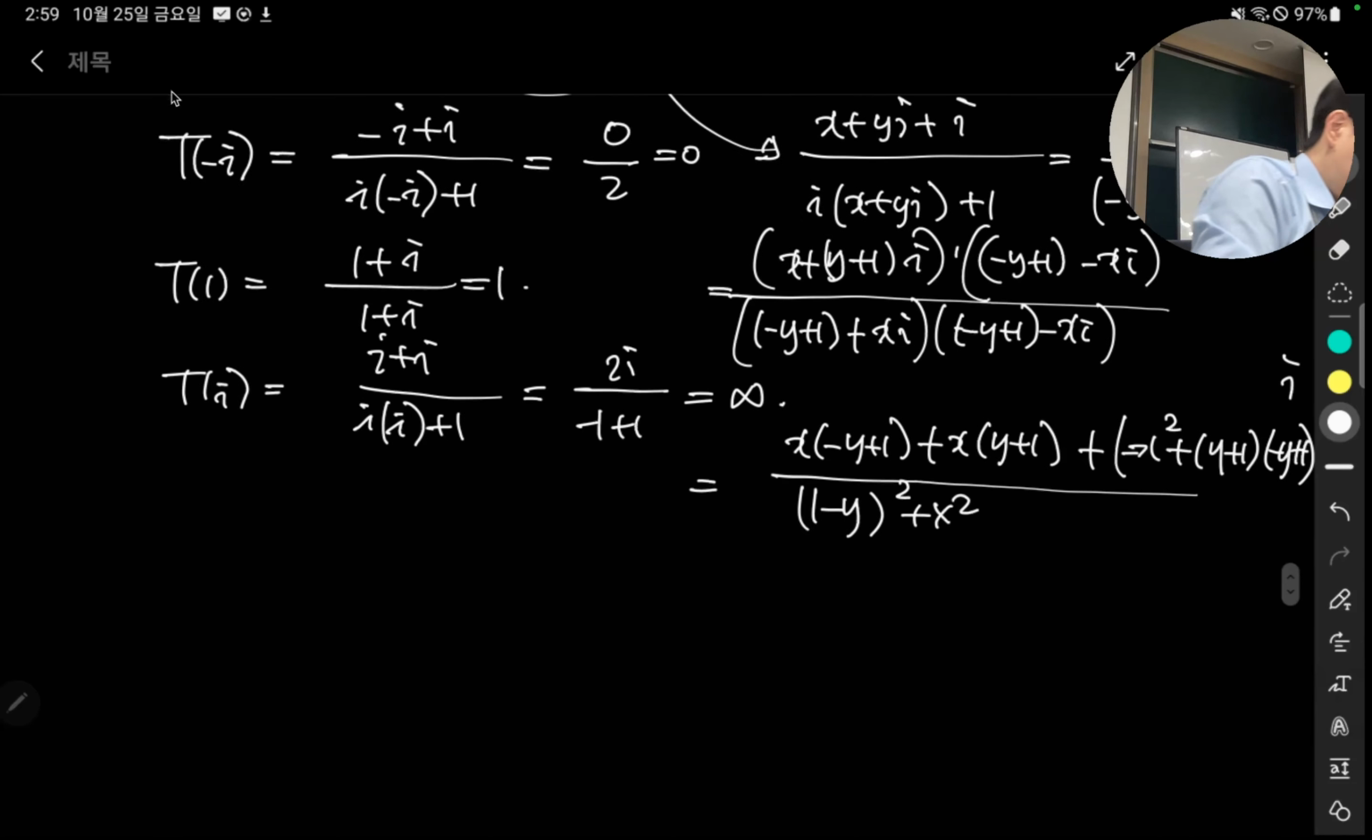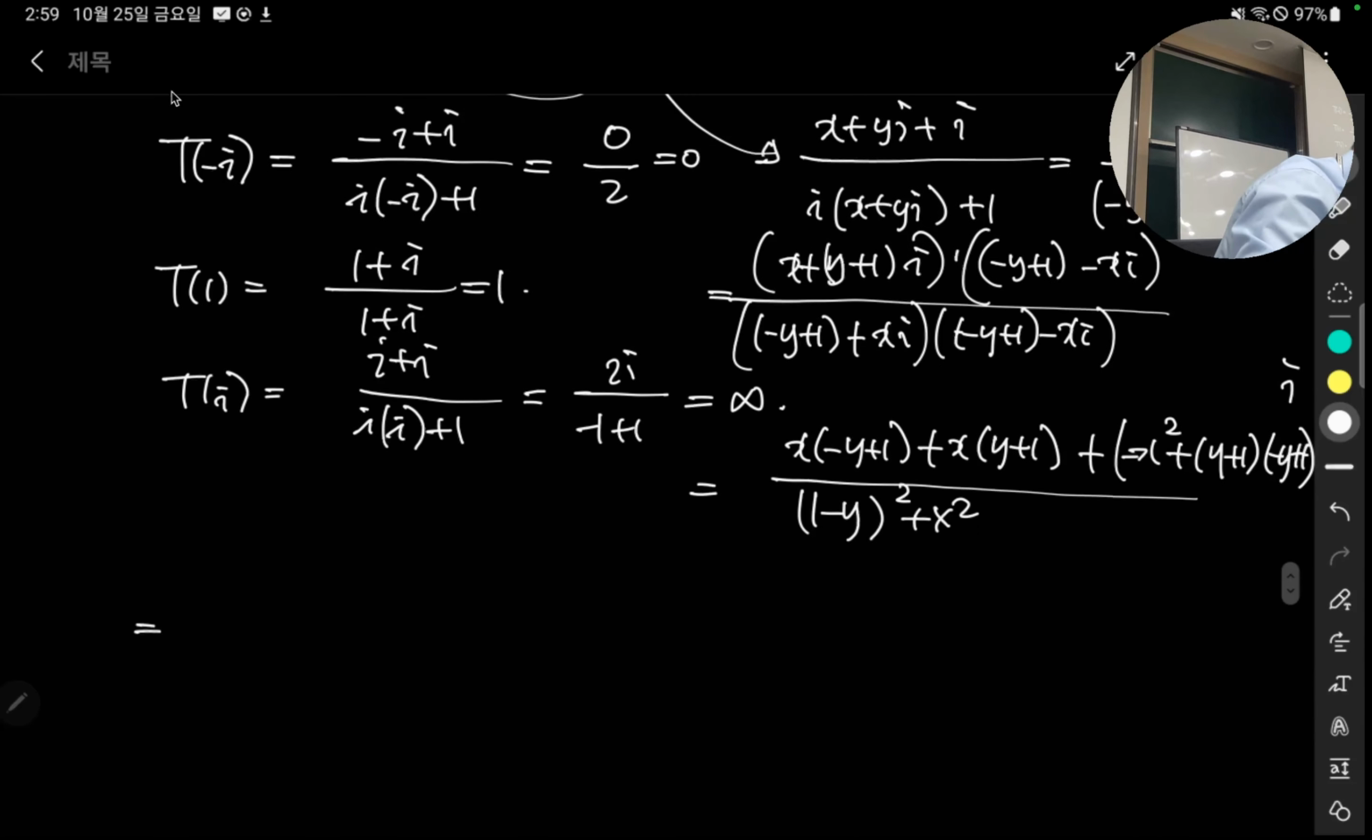So let me summarize here. At the end, what you get is x squared plus y minus 1 squared. Is it right? Yes, it's okay. Minus 1 squared.